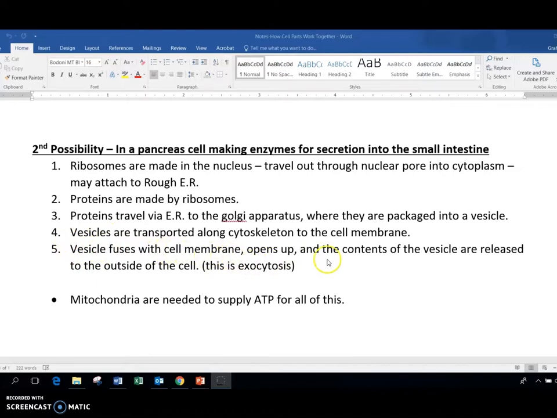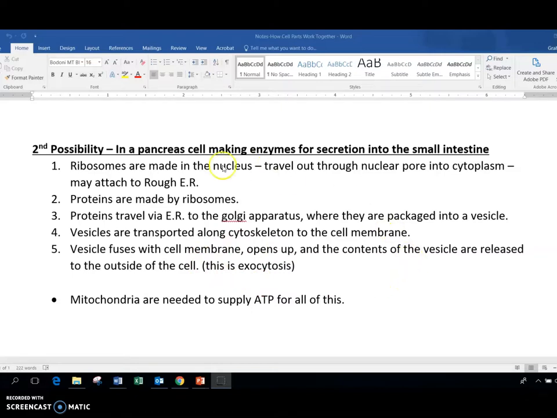It will open up, and whatever was inside that vesicle will now be on the outside of the cell, because the vesicle will become a part of the cell membrane. So technically the cell membrane will get just a little bit bigger at that moment. And anything that's inside gets released to the outside. This process is called exocytosis, and we'll talk more about that in the next unit.